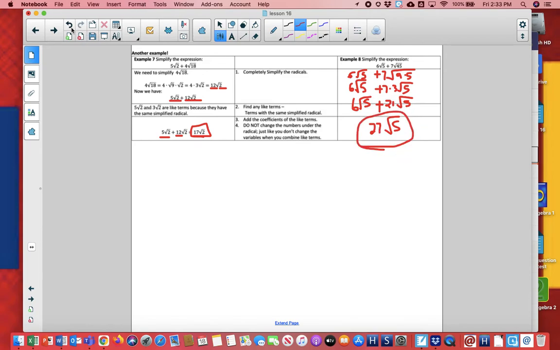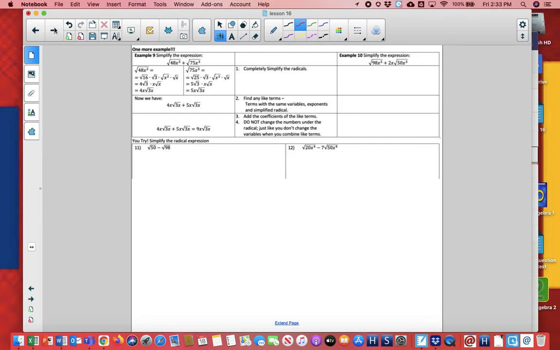All right, and then last but not least, we're just going to do the same thing, but integrating a variable in with it. Okay, so here we see square root of 48x to the third plus square root of 75x to the third. So square root of 48x to the third, well, I need to break down the 48 part, which I should break down with 16 times 3, and the square root of 16 is 4, so that goes to the outside, and the 3 stays on the inside.